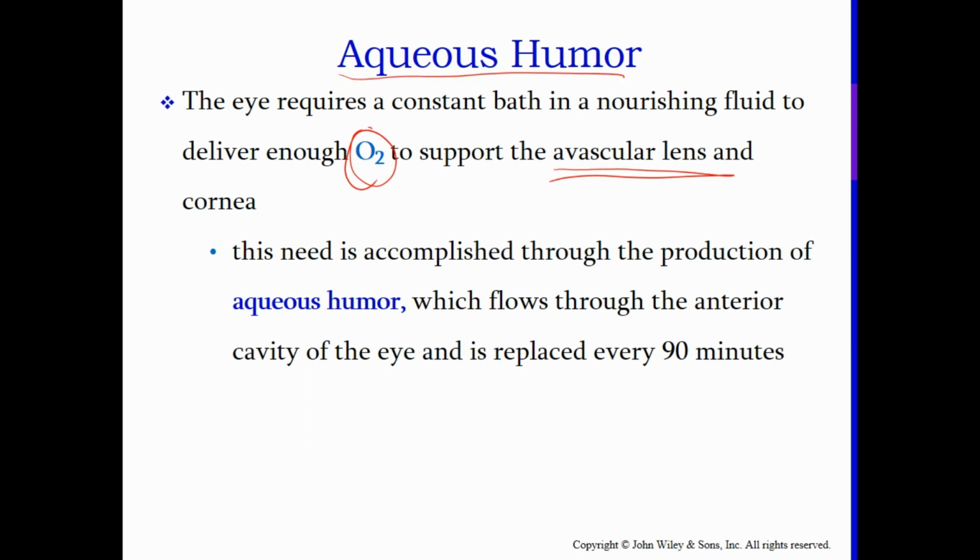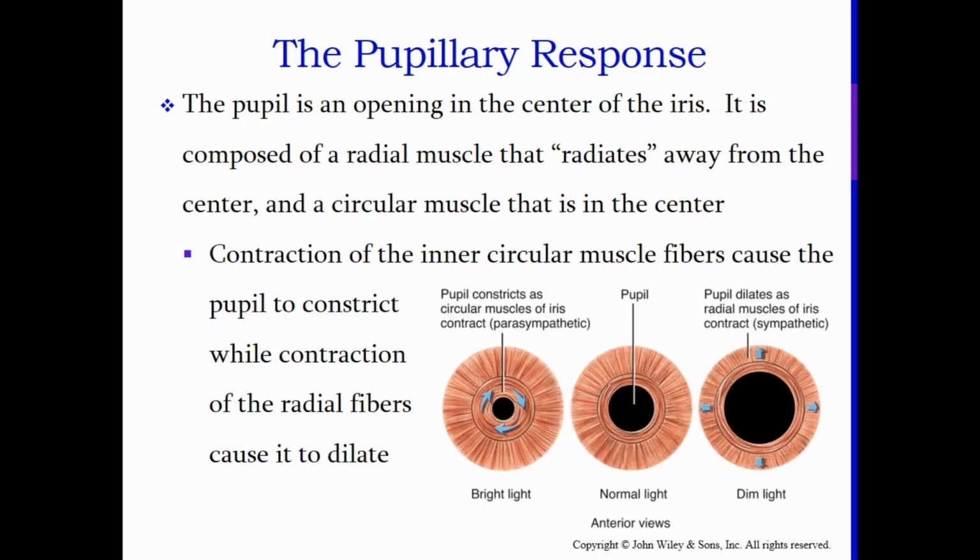It is constantly being secreted into the eye and flushed out and replaced all the time. It will be replaced every 90 minutes, and that is how oxygen is supplied to that transparent part of your eyeball. And it's a good system because blood vessels are not transparent. You really can't see through them. So having blood vessels in the way of light coming into your eye would hinder your visual ability. So this is a good way to solve that problem. This need is accomplished through the production of the aqueous humor, which flows through the anterior cavity of the eye and is replaced every 90 minutes.